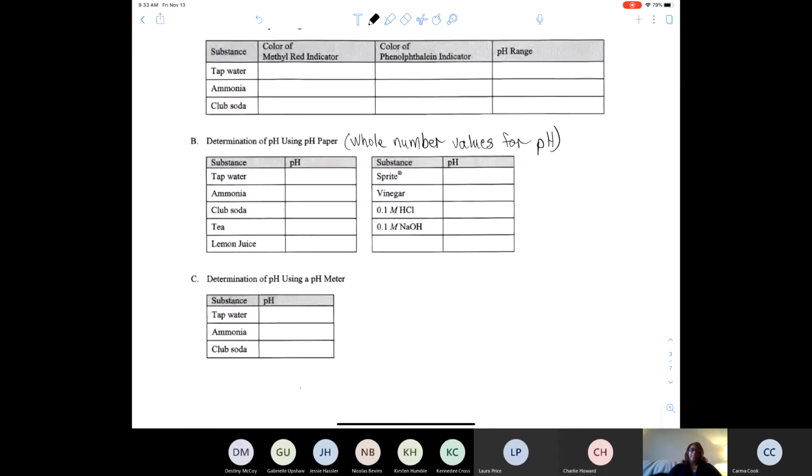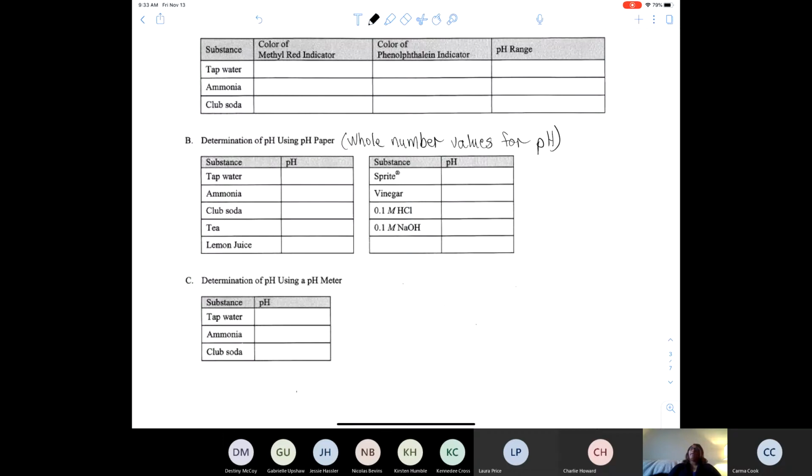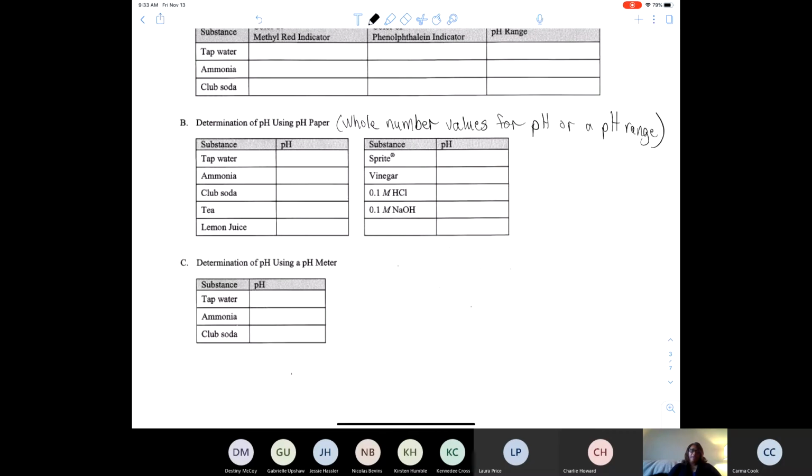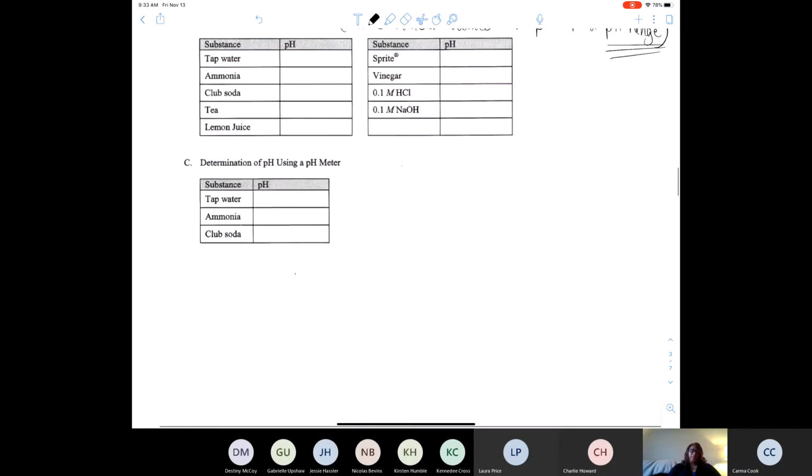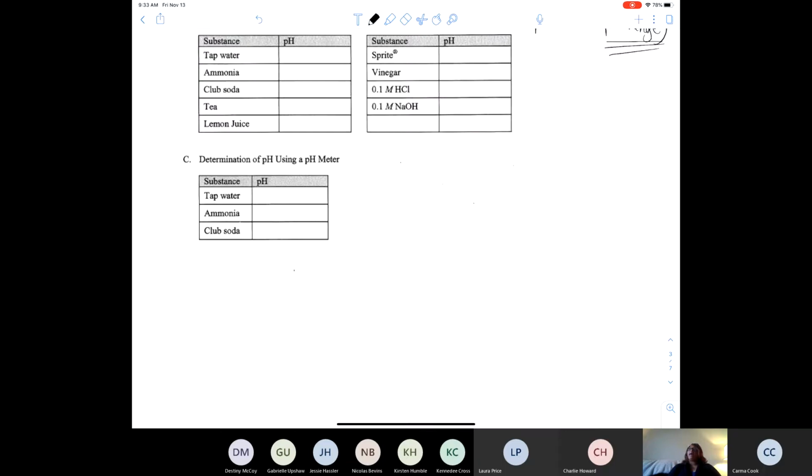However, if you have a substance and it seems like the color that the pH paper changed to appears that it fell between two values, you can give a range. You may find that a couple of these substances may fall between two pH values based on the color that the pH paper changes to. And if that's the case, you can give a pH range. And then finally, the pH meter, table C, just simply write down the values for the pH to 2 decimal places that you see on the computer screen in the pictures.